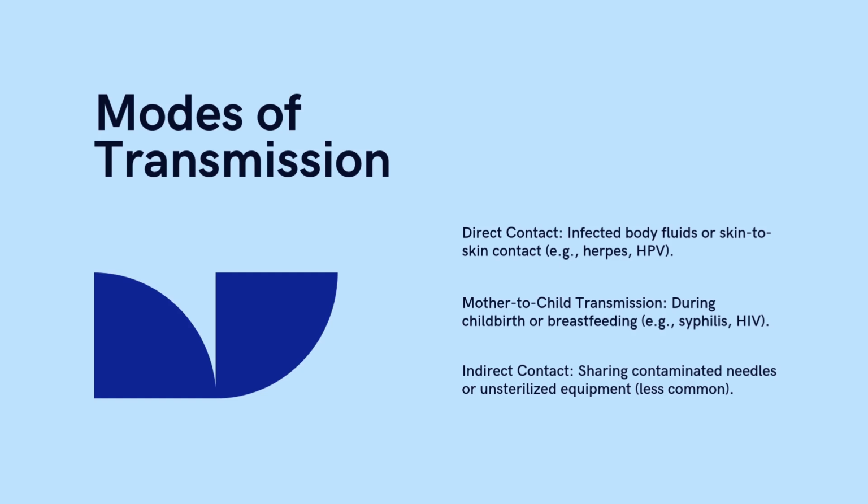So, as far as modes of transmission, we're going to talk about direct contact. STDs are commonly spread through direct contact with infected body fluids such as semen, vaginal fluids, blood, or through skin to skin contact with an infected area like genital herpes or HPV. There's also mother to child transmission. Some STDs like syphilis or HIV can be transmitted from mother to child during childbirth or breastfeeding. And then there's also indirect contact. Although this one is less common, some STDs can spread through sharing contaminated needles or unsterilized medical equipment.